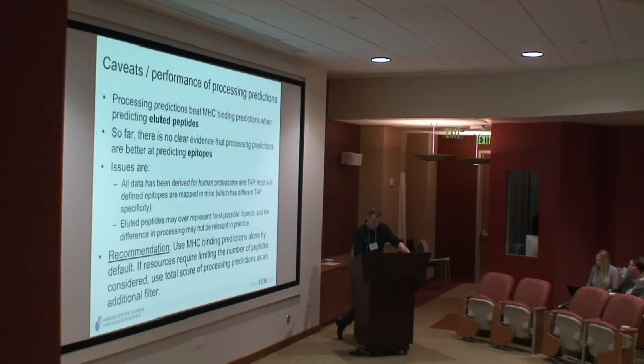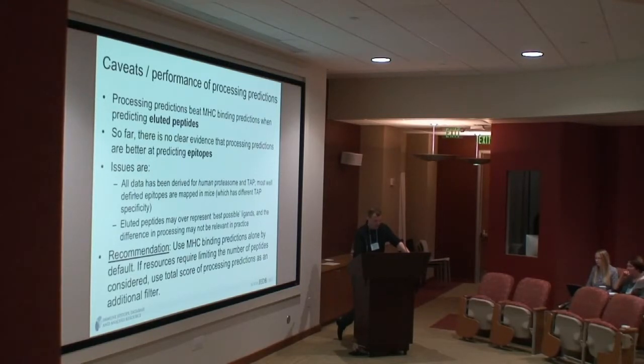So ultimately, when we run these and evaluate how well they work, what we can see is that they are significantly better than just binding predictions to predict eluted peptides, so peptides that are naturally found on the cell surface. So clearly it seems that these predictions work. However, when we try to see if we improve our ability to predict T-cell epitopes, we don't see convincing evidence that we really get better.